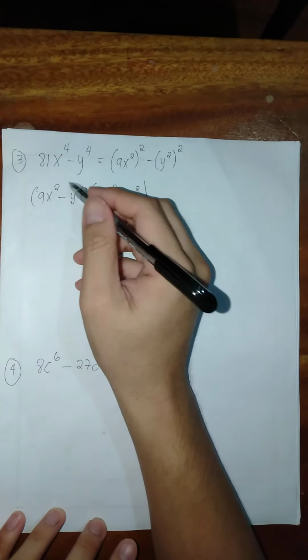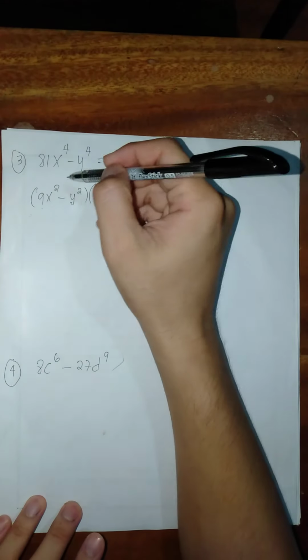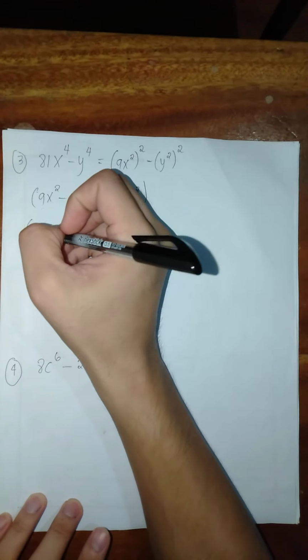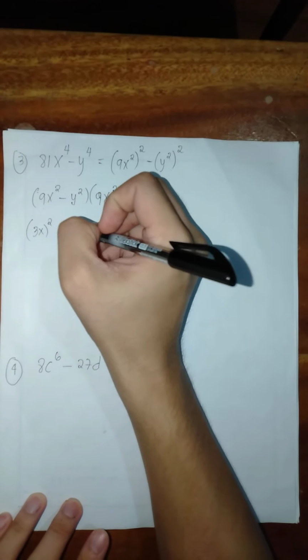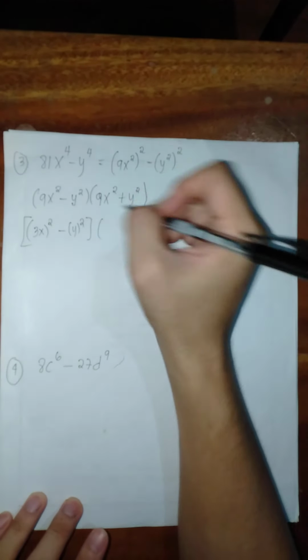Hindi pa. Kasi kung mapansin natin to, di ba yung 9x squared perfect square pa to? Which is 3. Di ba? So, pwede ko pa itong i-break down. Pwede mo siyang gawing 3x squared minus y squared. Di ba? Pwede pa yan. So, ito. Okay na yan.